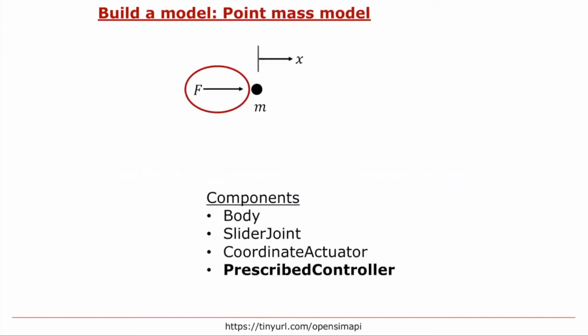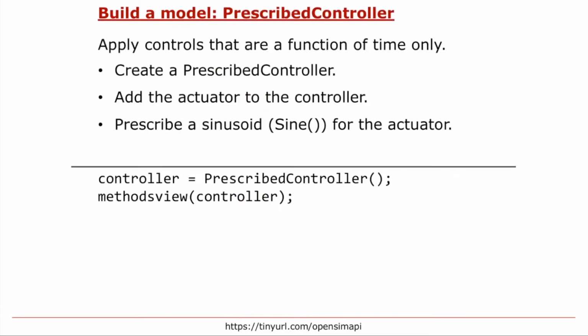That brings us to the last component we'll add to the model, a prescribed controller. A prescribed controller provides a control signal as a function of time. OpenSim includes a few other controllers, such as reflexes. Actually, computed muscle control is implemented as a controller. We'll need to configure this controller to control our coordinate actuator. To discover how we do this, we'll use methodsView.